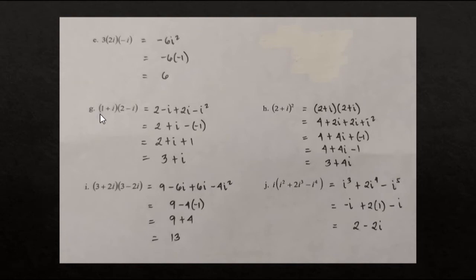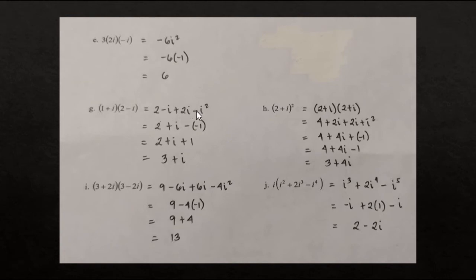Next, 1 plus i, quantity multiplied to 2 minus i. So here, let us do our FOIL method. Remember your FOIL method? So we have 1 times 2, that is 2. 1 times negative i, that is negative i. i times 2 is 2i. Then i times negative i is negative i squared.